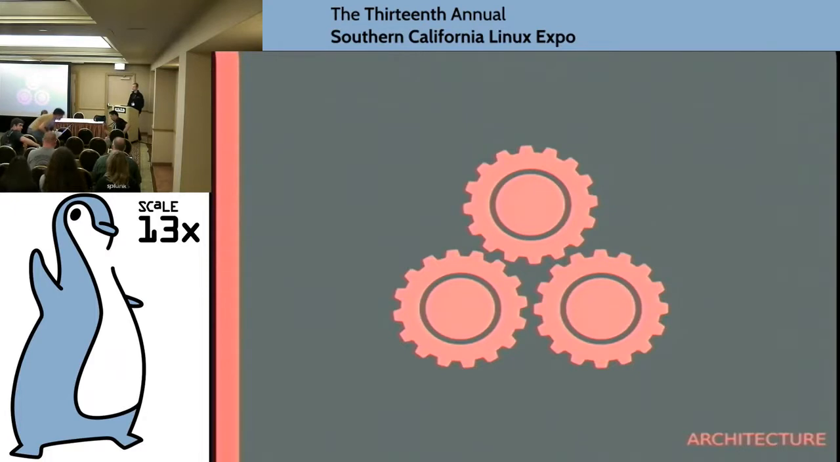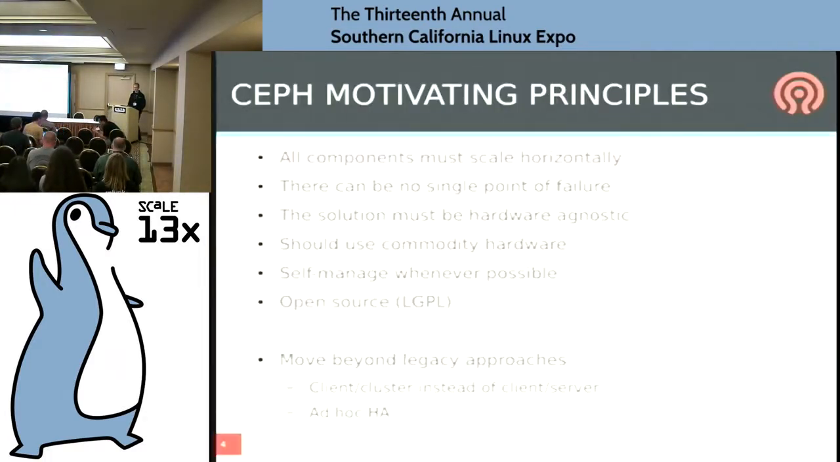So I'll talk just a little bit about the architecture, how the whole system is put together. But I'll start with a few motivating principles, why we built the system the way we did. So the first requirement is that all components in the system need to scale horizontally. There can be no single point of failure. Large systems are built out of a lot of pieces, and inevitably some of them are going to fail. We want to build something that's hardware agnostic, so you can buy parts from any commodity vendor, any kind of service that you want. Commodity hardware, hard drives, SSDs, x86 or ARM servers.